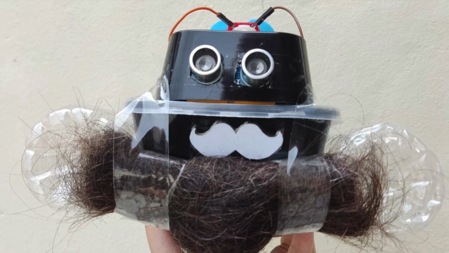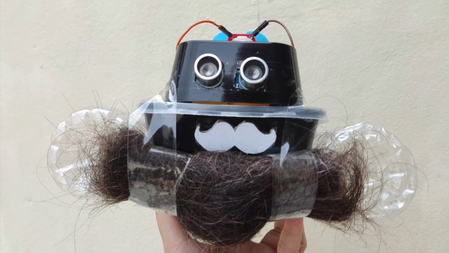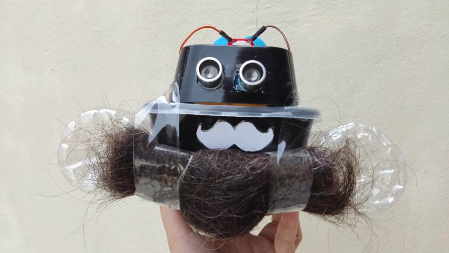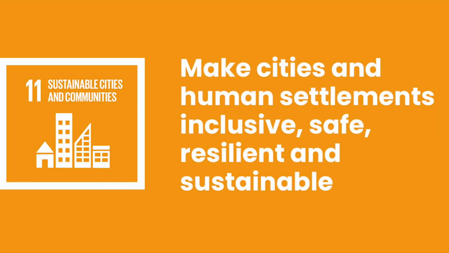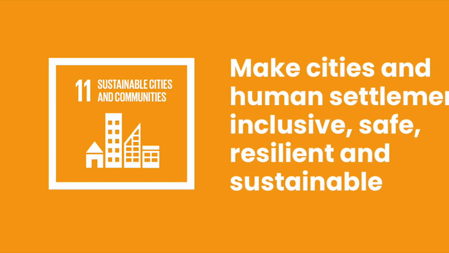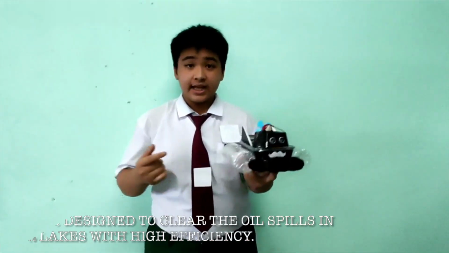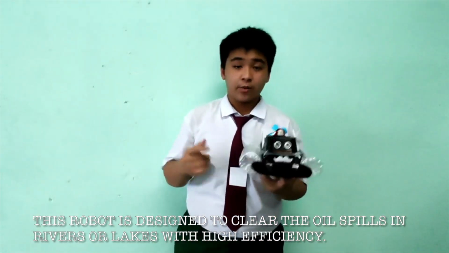Introducing our robot, Mr. Mustachio, to contribute to Sustainable Development Goal 11, sustainable cities and communities, by cleaning up oil spills. This can also make city municipals more efficient in disaster handling. This robot is designed to clear oil spills in rivers or lakes with high efficiency.